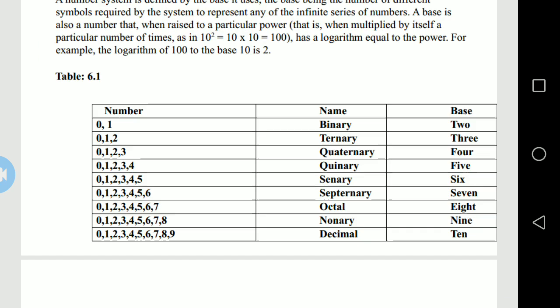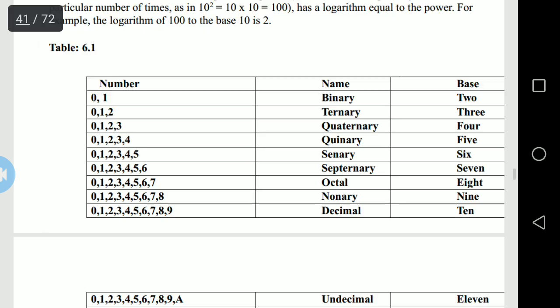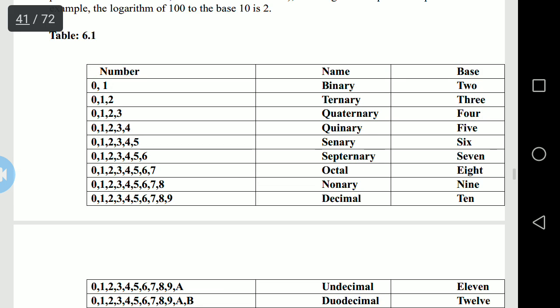Okay. Let me extend this. All right, so let's look at the table. This table shows the numbers and their bases. So we have the number, the name of the base, what it is called, and the base itself. We have 0, 1. 0 and 1 is simply binary, and binary numbers are numbers that are in base 2. Okay, 0 and 1 are numbers in base 2.